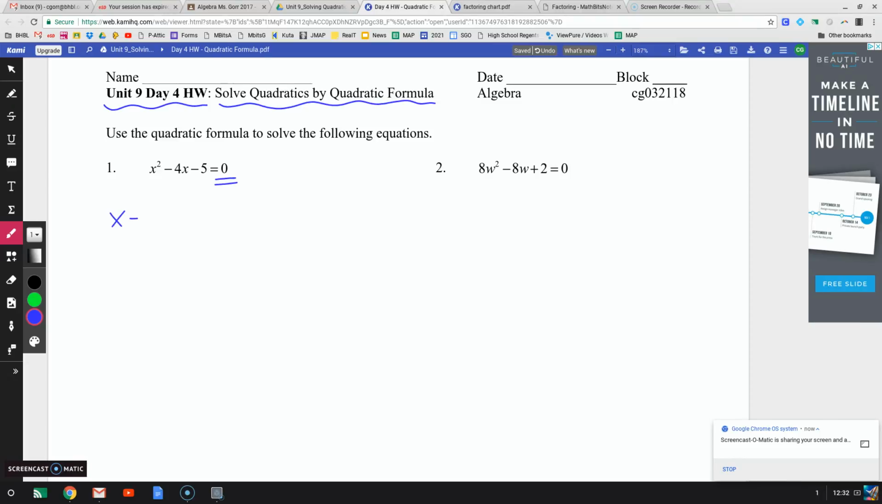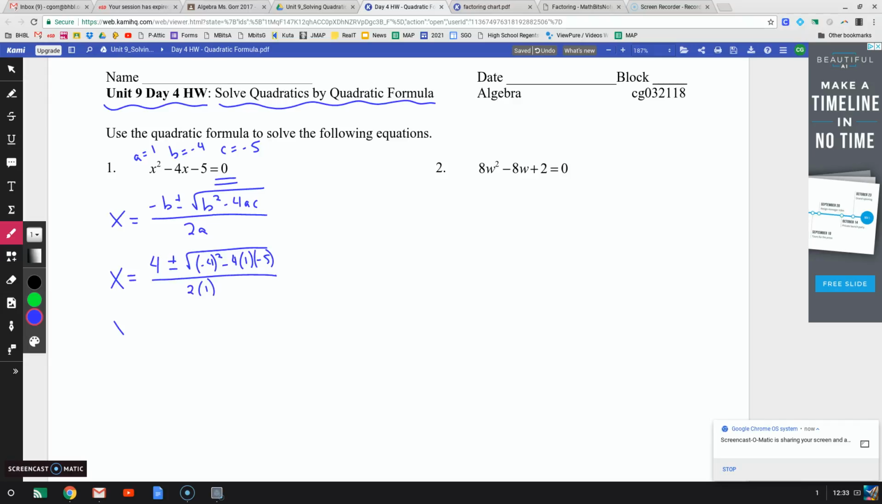So x equals negative b plus or minus square root b squared minus 4ac all over 2a. I am identifying my a as 1, my b as negative 4, and my c as negative 5. I'm now going to plug in my values. So negative 4 gives me 4 plus or minus the square root of my negative 4 squared, minus 4 times 1 times negative 5, all over 2 times 1.